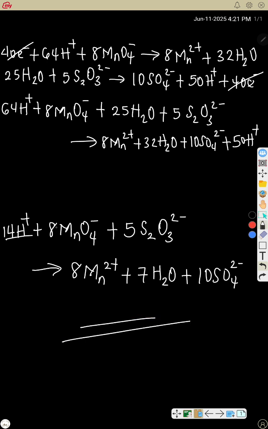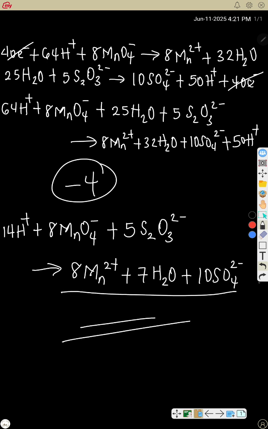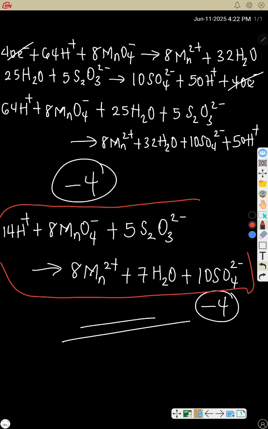So total charge here, 14 minus 8, that's 6. Then 5 times 2 minus 10. 6 minus 10. So the total charge here is minus 4. So calculate the total charge here also. 8 times 2, 16. And also 10 times 2, 20. 16 minus 20, minus 4. Total charge here is also minus 4. So that means everything is balanced. So this is the final answer.